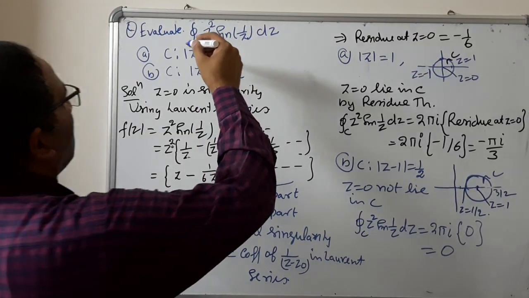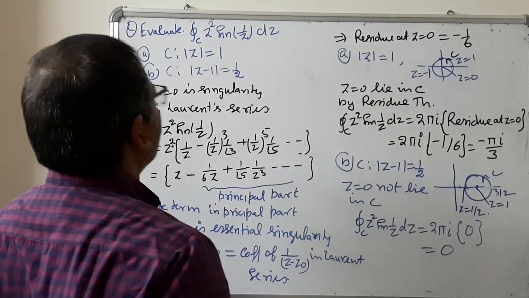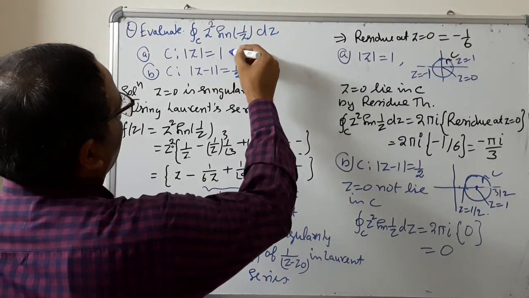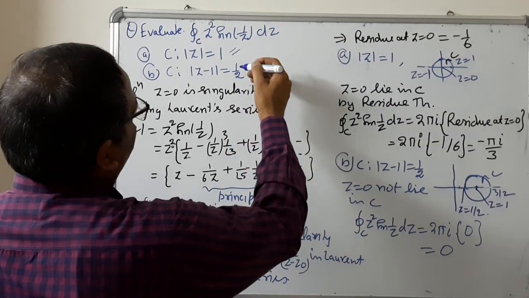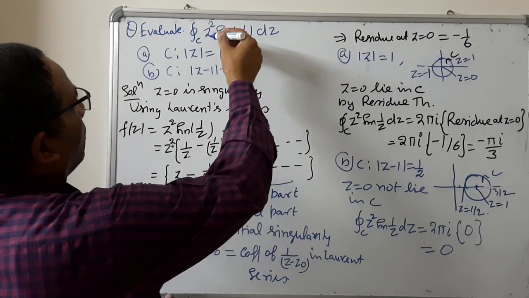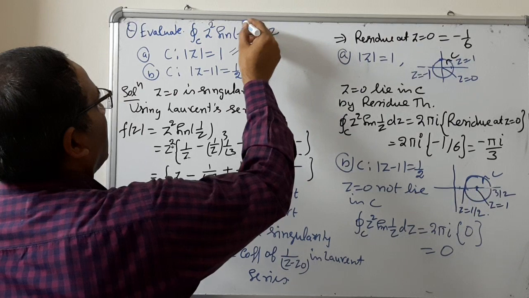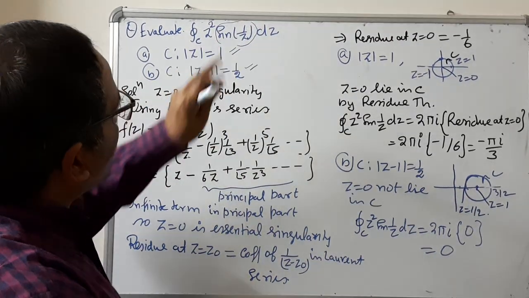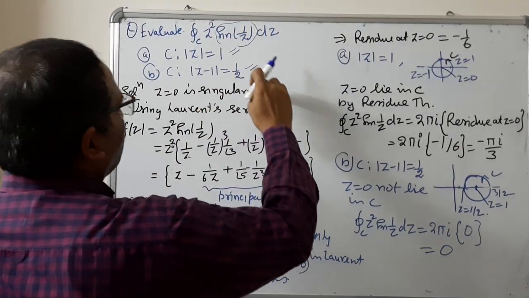Now we take another example. Evaluate the integration of z square sine 1 upon z dz, where C is given as modulus of z equal to 1, and the second question is modulus of z minus 1 equal to 1 by 2. Here you can see that there is nothing in the denominator, but at z equal to 0, this sine of 1 upon z means sine of infinity. That means z equal to 0 is a singularity.